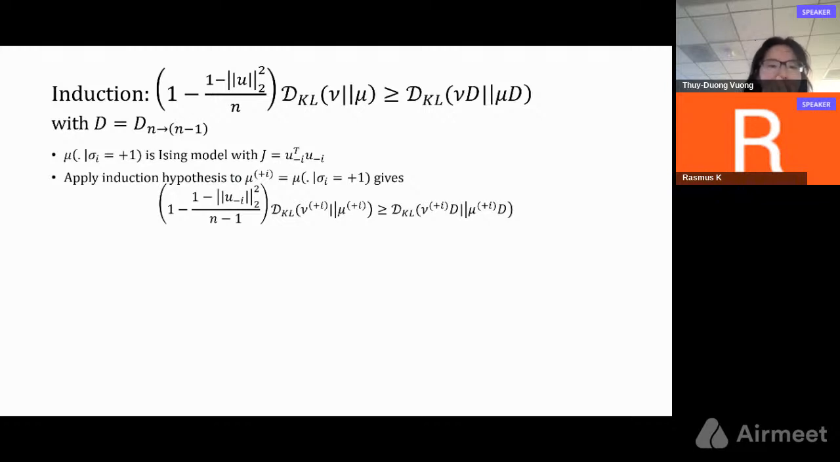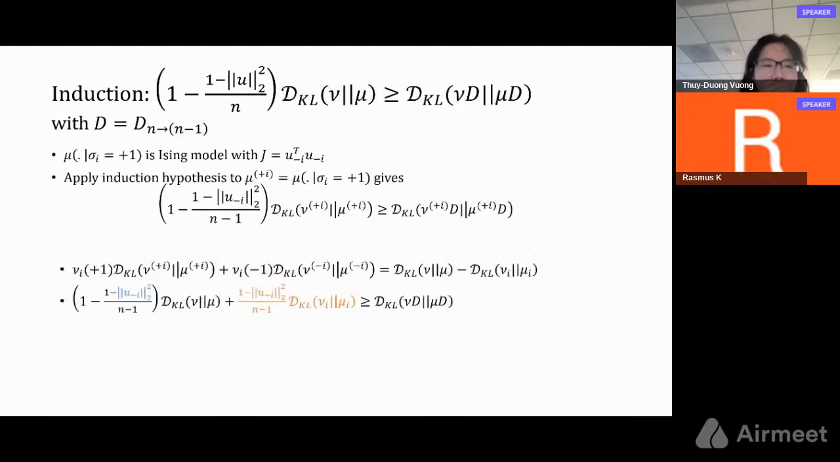And the way to go is we take a spin i and we condition on it being either plus or minus. After this conditioning, we still get back an Ising model with the interaction matrix still being rank 1, but the vector updated to be u of minus i, which means u where the i-th atom is deleted. By applying that, we can apply the induction hypothesis with n minus 1 vertices.